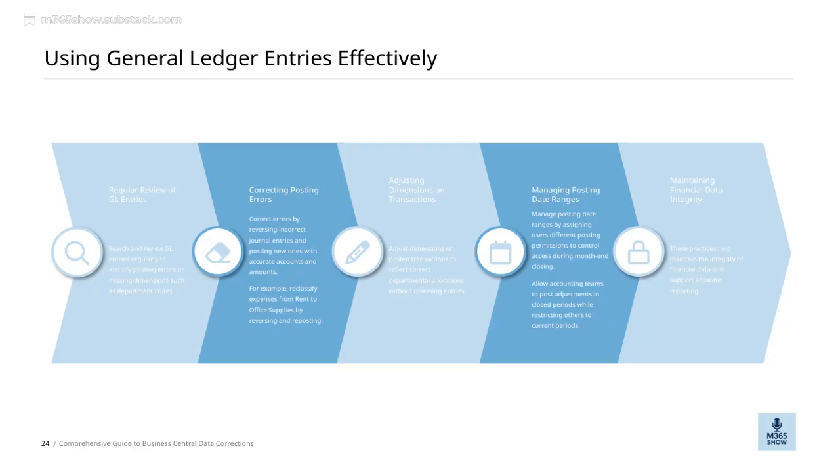Next, adjusting dimensions on posted transactions allows you to reflect correct departmental allocations without reversing the original entries. This keeps your data clean and accurate without unnecessary reversals. When errors do occur, the best approach is to reverse the incorrect journal entries and then post new ones with the correct accounts and amounts.